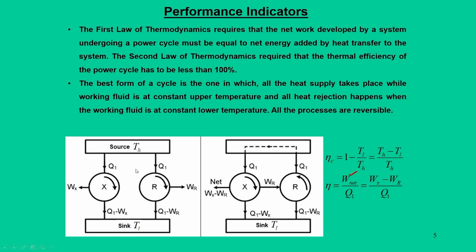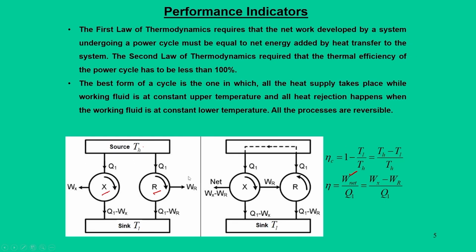So, what does this mean? If you look at two engines, one is a reversible engine and the other is any arbitrary engine X, and they operate between two temperatures, the upper temperature or source temperature TH and the lower temperature or sink TL, and both operate in the same temperature limit. In this process the reversible engine produces work output WR, and any other arbitrary engine produces work output WX.